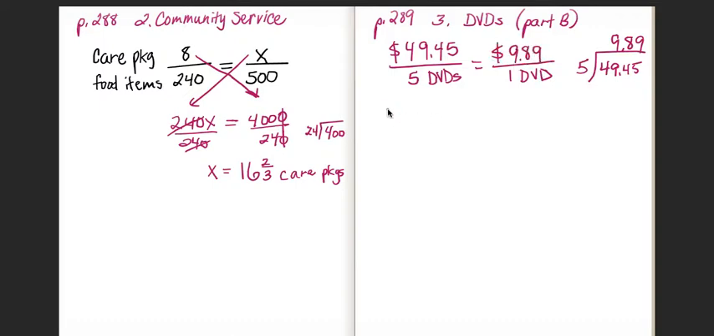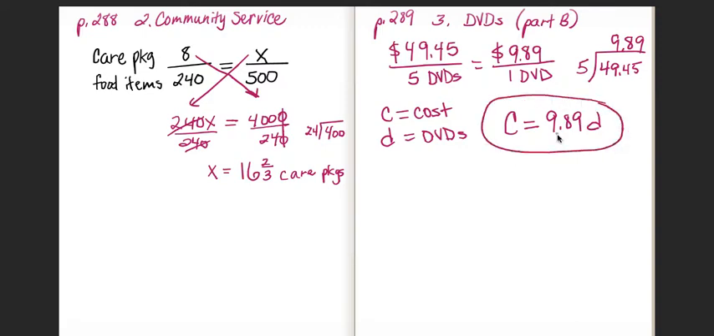So keeping in mind that C is equal to the cost, D is equal to the number of DVDs, let's write an equation to relate them. So we could say the cost is equal to, so you think about what you do there, you're going to multiply the cost of 1 DVD times the number of DVDs that you purchase. So there's your equation.